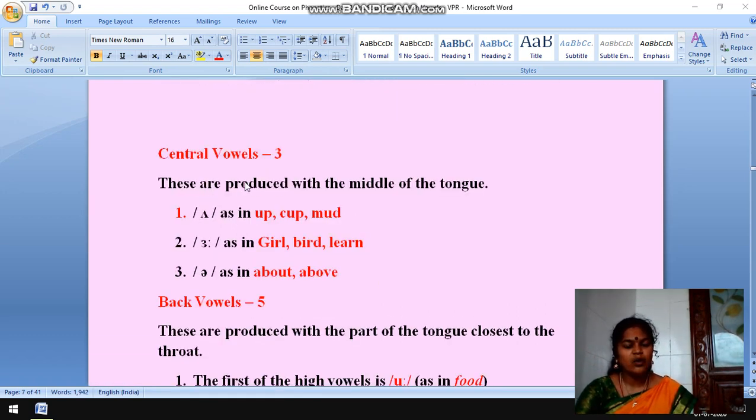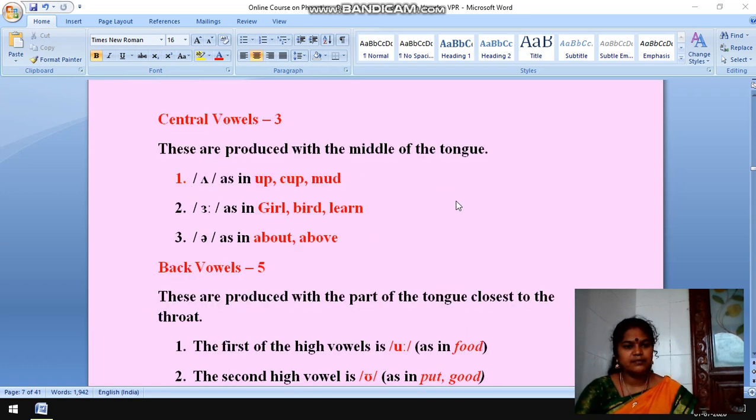See the central vowels, these are produced with the middle of the tongue. The vowel as in up, cup, mud. The vowel as in girl, bird, learn, first. Then the vowel as in about, apparel.